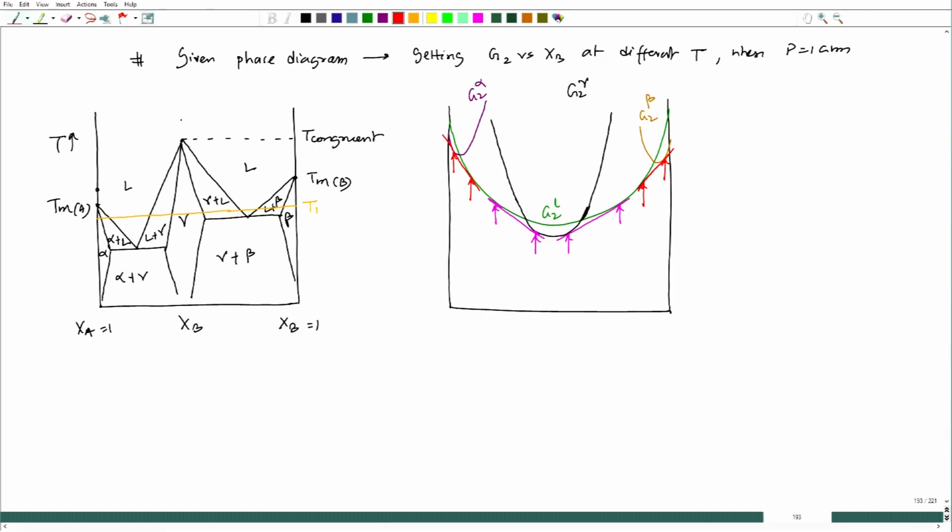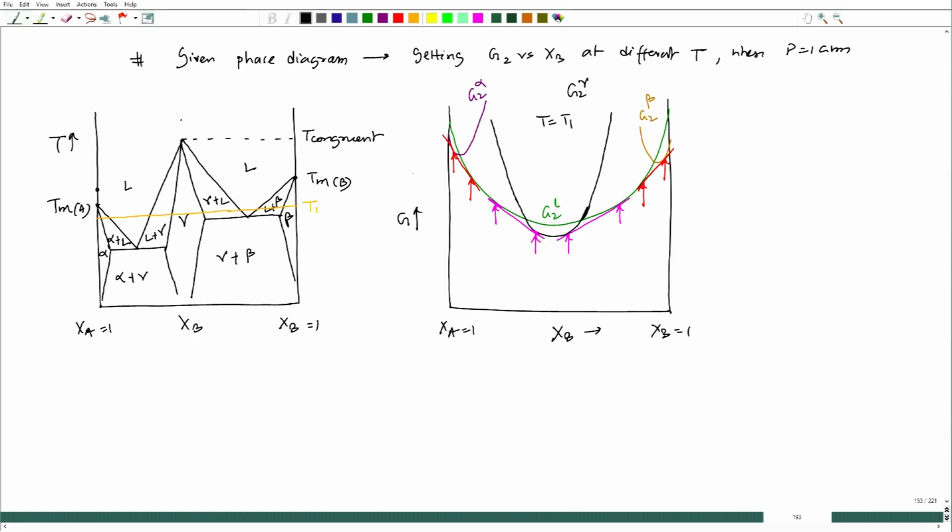So, there should be 4 into 2, that means there should be 8 phases altogether at temperature T equal to T1 corresponding to that phase diagram. Okay. So, this is X_B equal to 1, X_A equal to 1, this is G. Please understand that this is schematically drawn. We will just reflect those equilibrium compositions over the phase diagram at temperature T1. So, now let us mark those compositions.